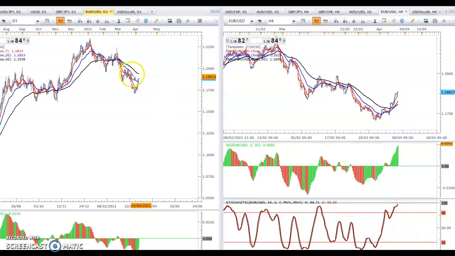Overbought in a downtrend indicates the potential that the price is likely to fall in the next few hours, in the next few days, but very, very quiet today. I know a lot of you are trading oil, so let me just go to oil.